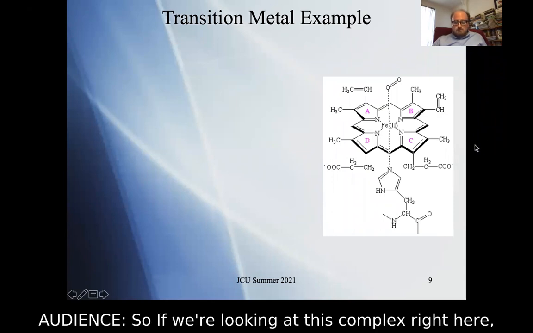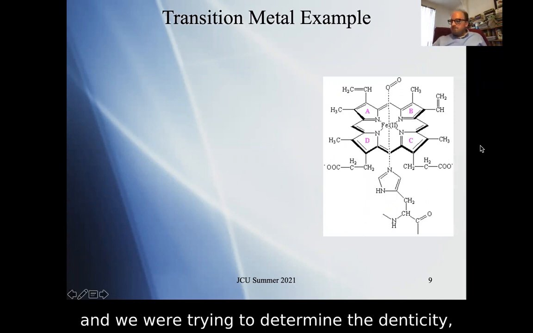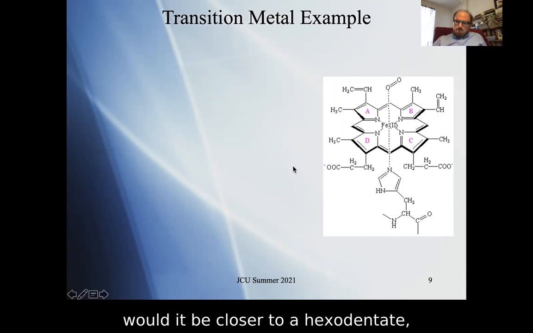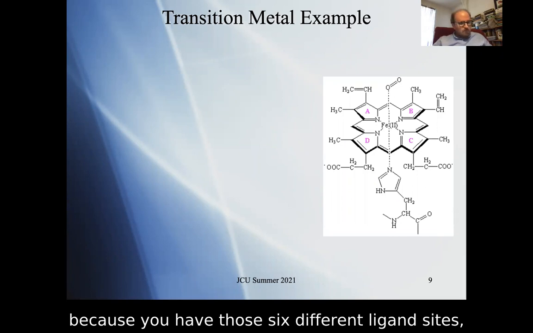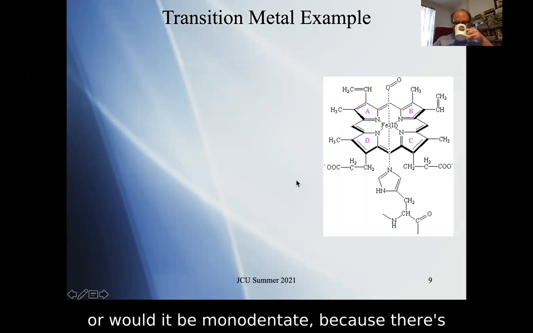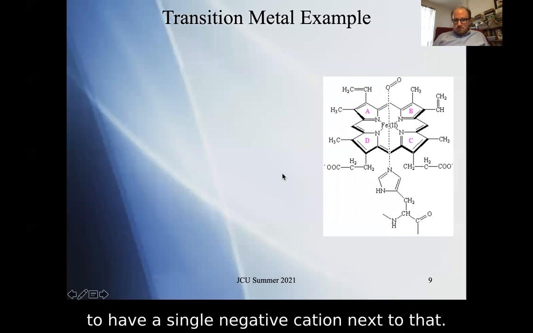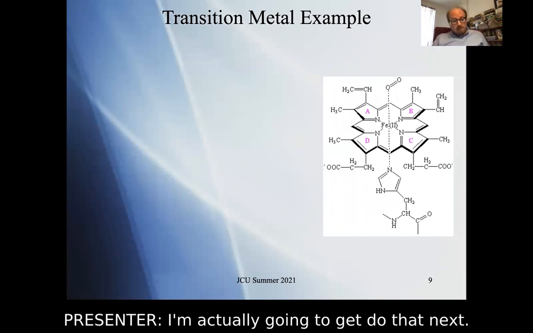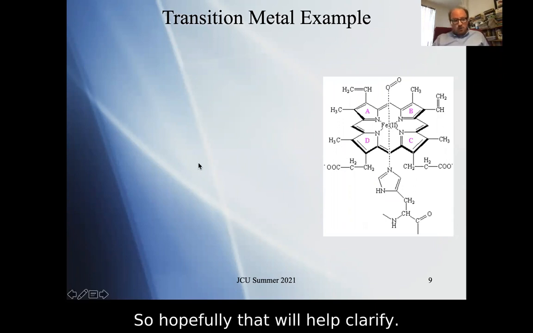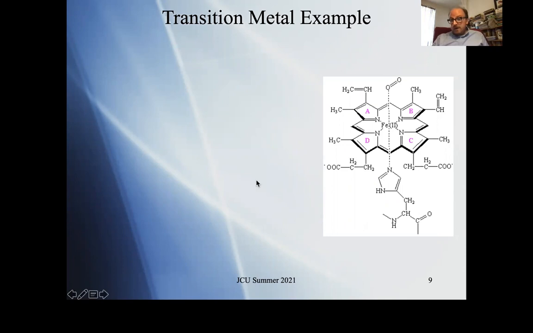Sure. So if we're looking at this complex right here, and we were trying to determine the denticity, would it be closer to a hexadentate because you have those 6 different ligand sites, or would it be monodentate because there's only 1 nitrogen in there? When you remove the ligands, when you take the ligand apart from the metal center, you're going to have a single negative cation next to that. Or am I thinking about that? I'm going to get into that next, so hopefully that will help clarify.